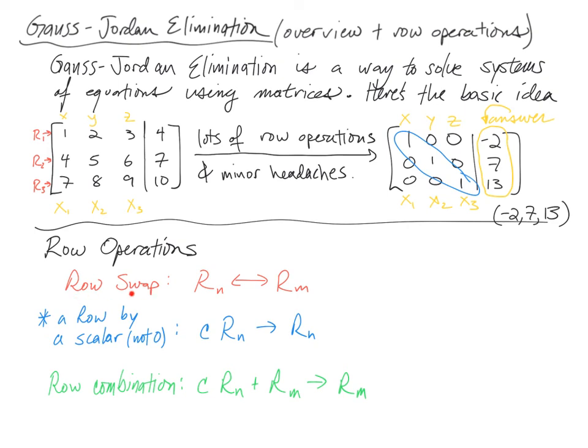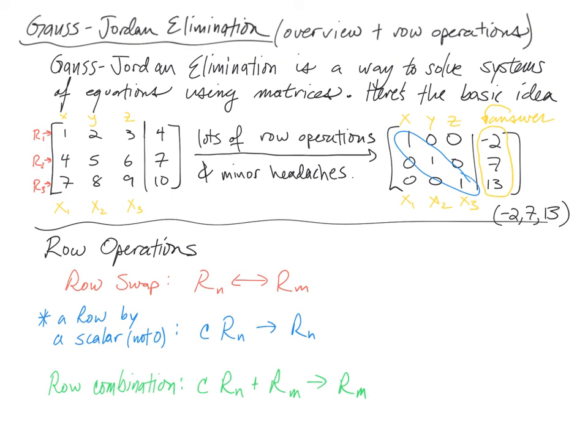And the row operations are as follows. We can have a row swap, which allows us to switch the position of any 2 rows in a matrix. We can multiply a row by a scalar as long as it's not 0, and then replace that row by its new scaled self. And then we have what I call a row combination, which multiplies a row by a scalar and adds it to a different row, and that different row gets replaced by the result of all this. That's the short overview, short review.